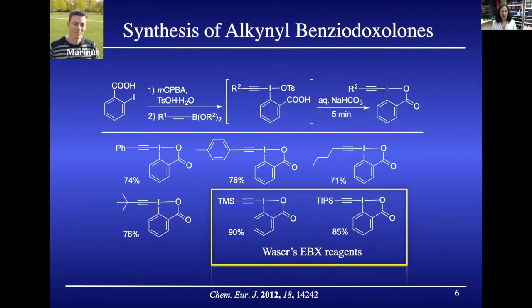So taking an iodoarene, oxidizing that with MCPBA in the presence of tosic acid, and then adding the boron reagent, we would form the iodine-3 species in situ and then treat that with base to form the ring-closed benziodoxolone. And that was possible to do with a range of aryl and alkyl change on the alkyl moiety. And we could also make those EBX reagents having silyl groups on there.